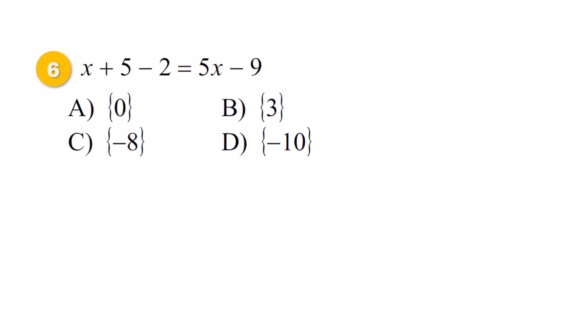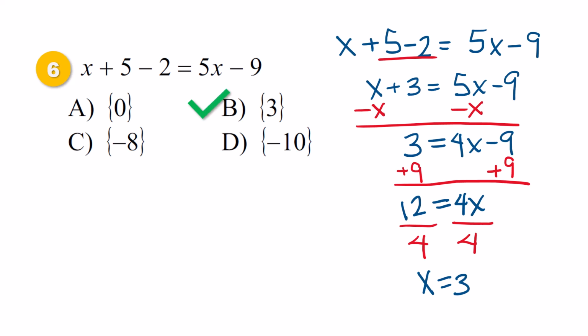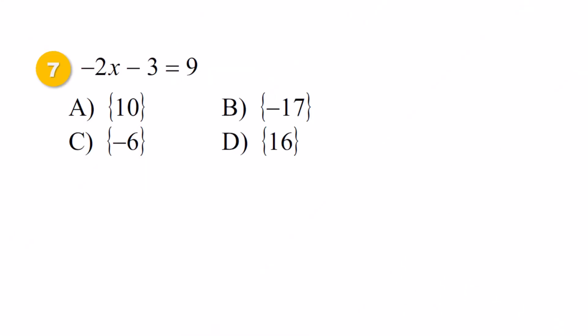All right, this one has a lot of stuff going on with it. We're going to start by simplifying some terms if we can. And there's the full solution, x equals 3. Number 7, how to start here. Well, we're going to start by adding 3 to both sides. Here comes the full solution.